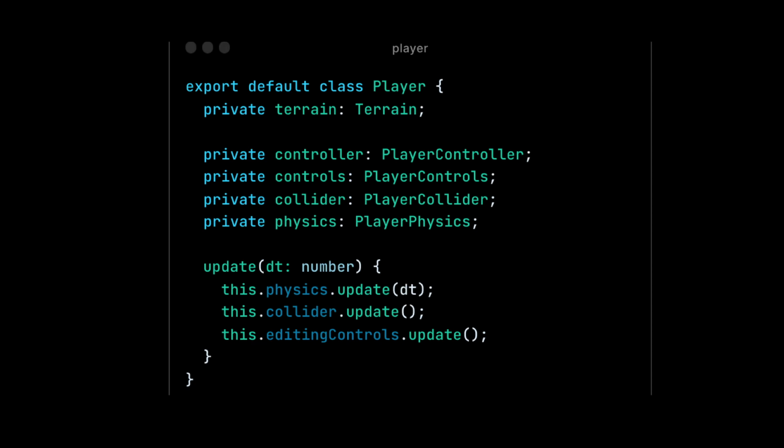As you can see, the player entity is divided into several inner components, such as the player physics, the player collider, the player controls, etc. Updating the player just means updating his inner components, such as the physics, which include collision detection and response, its collider mesh, and finally the editing controls, such as placing or removing blocks. The two most interesting parts are the physics and the editing controls. So let's take a look at how physics works first.